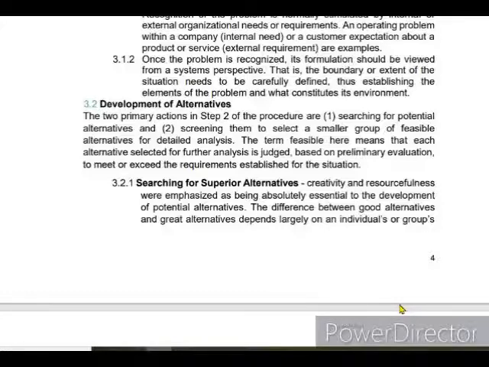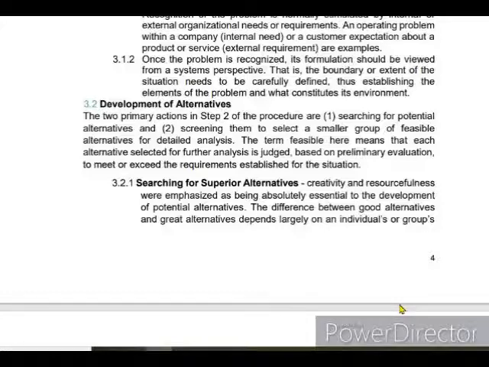Okay, so the term feasible here means that each alternative selected for further analysis is judged. So when we say feasible, it is a result of the judgment based on criterions, based on preliminary evaluation, to meet or exceed the requirements established for the situation. So they should meet the requirements. Okay. So 3.2.1, searching for superior alternatives.